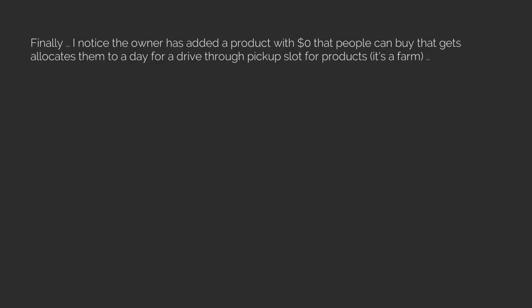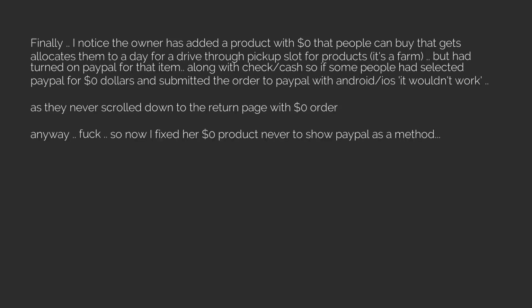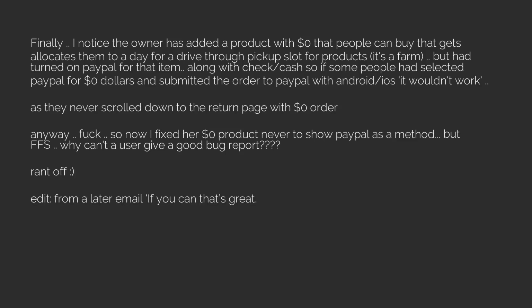Finally, I notice the owner has added a product with $0 that people can buy that allocates them to a day for a drive-through pickup slot for products. It's a farm. But she had turned on PayPal for that item, along with check/cash, so if some people had selected PayPal for $0 and submitted the order to PayPal with Android/iOS, it wouldn't work, as they never scrolled down to the return page with the $0 order. Anyway, fuck. So now I fixed her $0 product never to show PayPal as a method. But FFS. Why can't the user give a good bug report? Rant off.